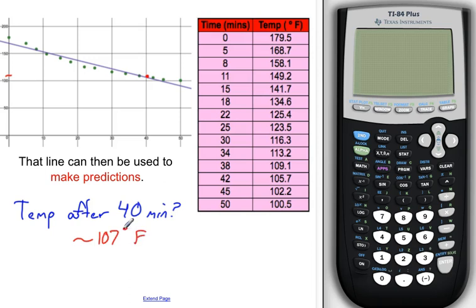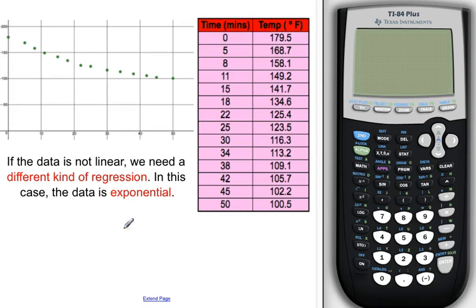These predictions are simply as good as my regression. And remember, we would look at the correlation coefficient, R, to tell how good our regression is. If we were to look at R for this particular line through this data, we would see that it's not bad, but it's not great either. The reason why is that our data is simply not linear. We need a different kind of regression.